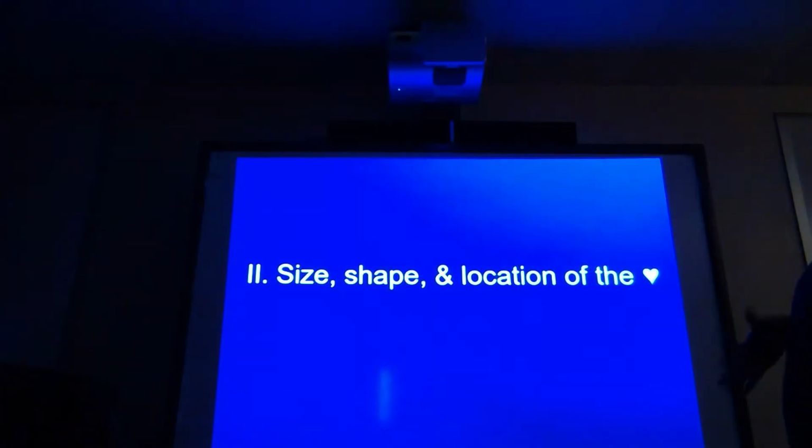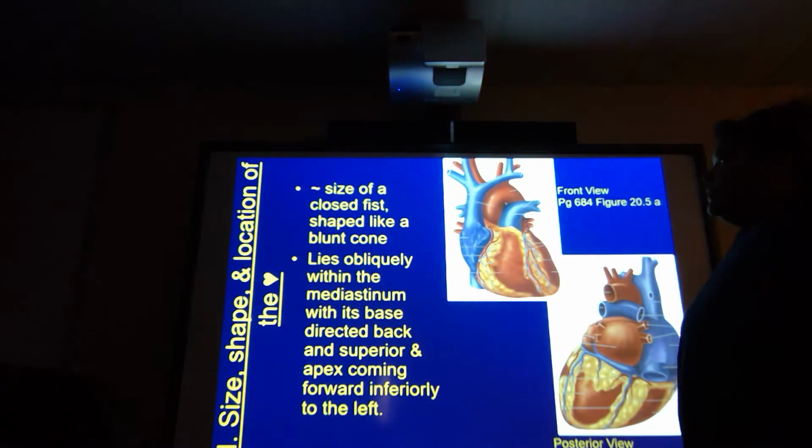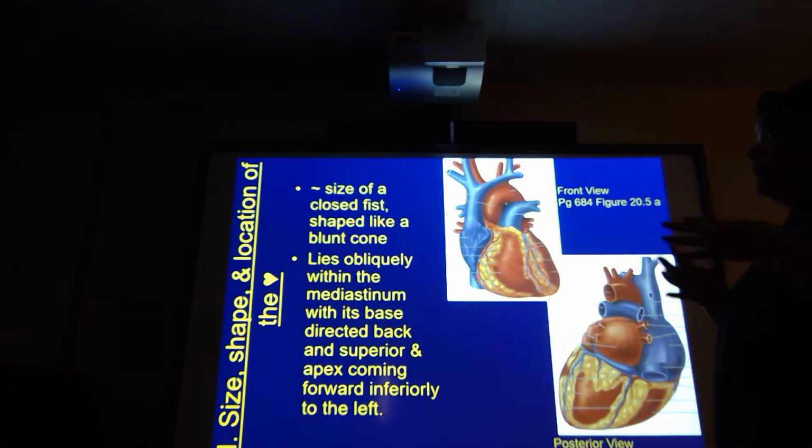The size, shape, and location of the heart. The size of a closed fist, shaped like a blunt cone, lies obliquely within the mediastinum, with its base directed back and superior and the apex coming forward inferiorly to the left.